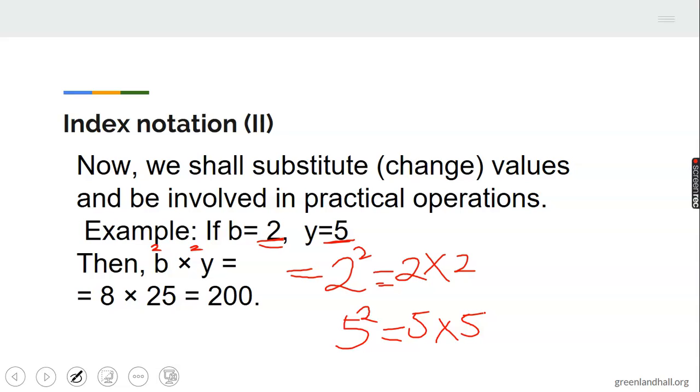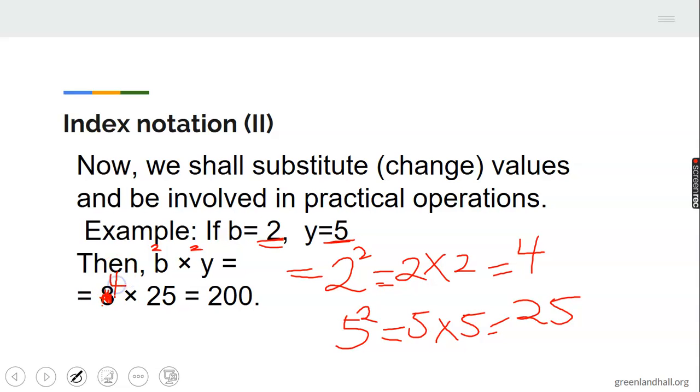Okay, so now let's calculate this. 2 times 2 is what? That's 4. And then 5 times 5 is what? That's 25. Okay, there's a mix up here. Let me clean it. If B is 2, then 2 squared will be 4. This is where the mistake is. 2 squared will be 4.